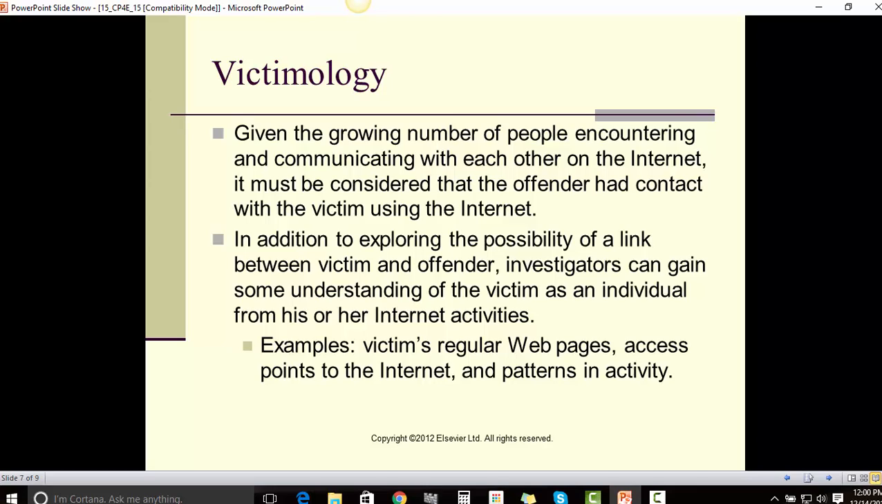Victimology. Given the growing number of people encountering and communicating with each other on the Internet, it must be considered that the offender had contact with the victim using the Internet. In addition to exploring the possibility of a link between the victim and the offender, investigators can gain some understanding of the victim as an individual from his or her Internet activities. Examples include the victim's regular web pages, access points to the Internet, and patterns in activity.